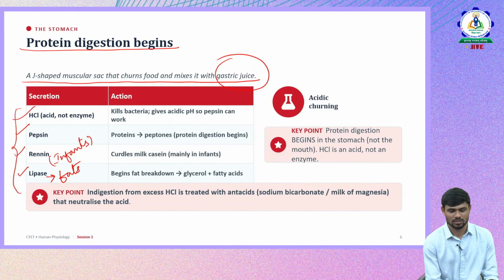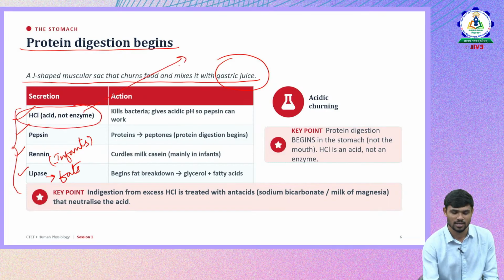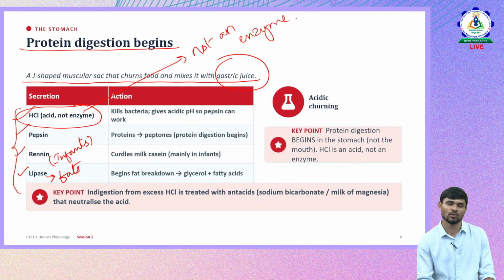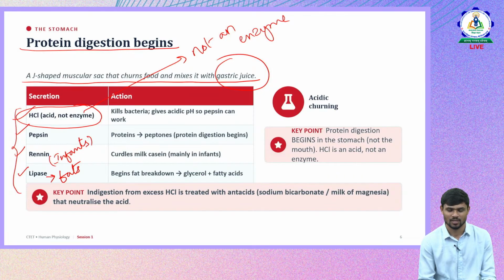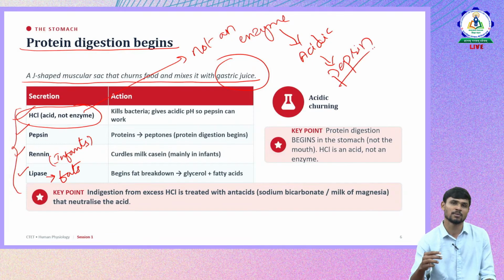So what does HCl do? It is not an enzyme. Remember, HCl is not an enzyme. It is hydrochloric acid, which just helps to create the acidic medium. Why acidic medium? For pepsin to get activated. Then only pepsin acts on proteins and starts digesting them.